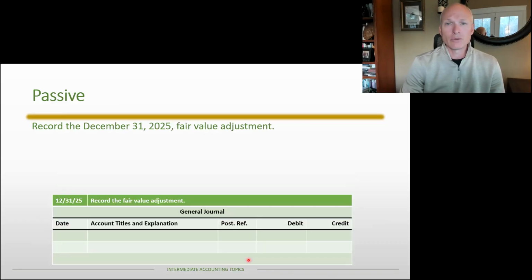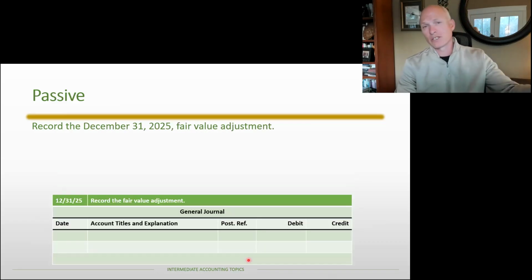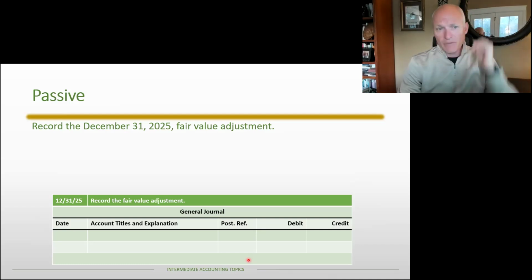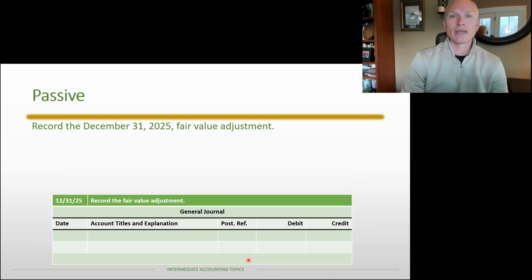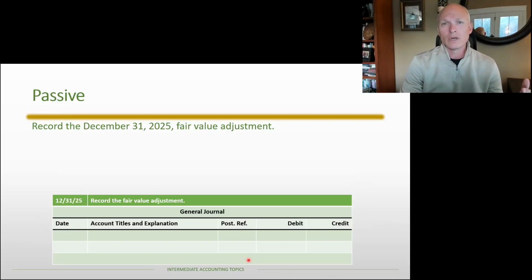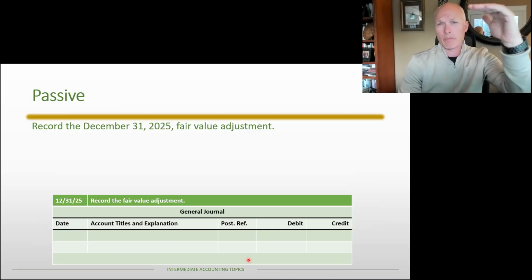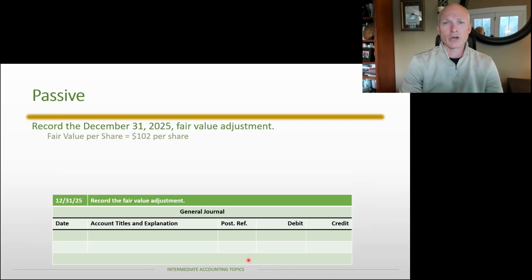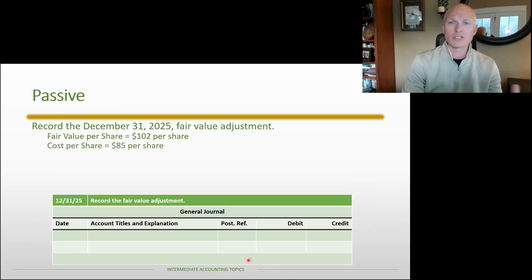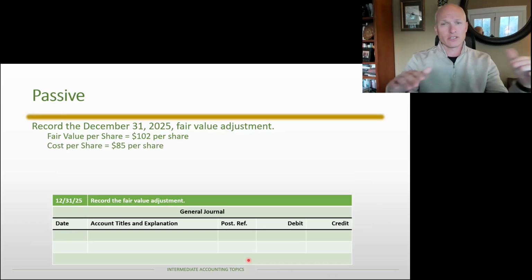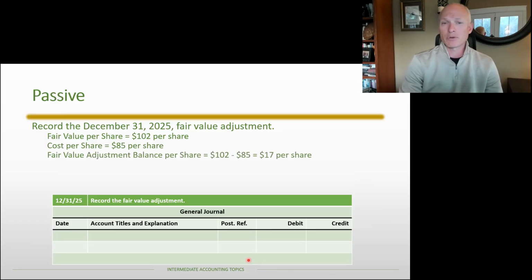And then at the end of the year, you have to do what's called the fair value adjustment. Of course, the price of the equity investment changed, and we're going to reflect that and flow that change into our income statement. Very similar to what we did before, it's a step-by-step process. We start with the fair value per share, and at the end of the year, it was $102. We compare that to the original cost, which was $85. Notice it doesn't say amortized cost, because for an equity investment, that original cost never changes. It just stays at $85 per share. That gives us a balance per share, in this case $17 per share.